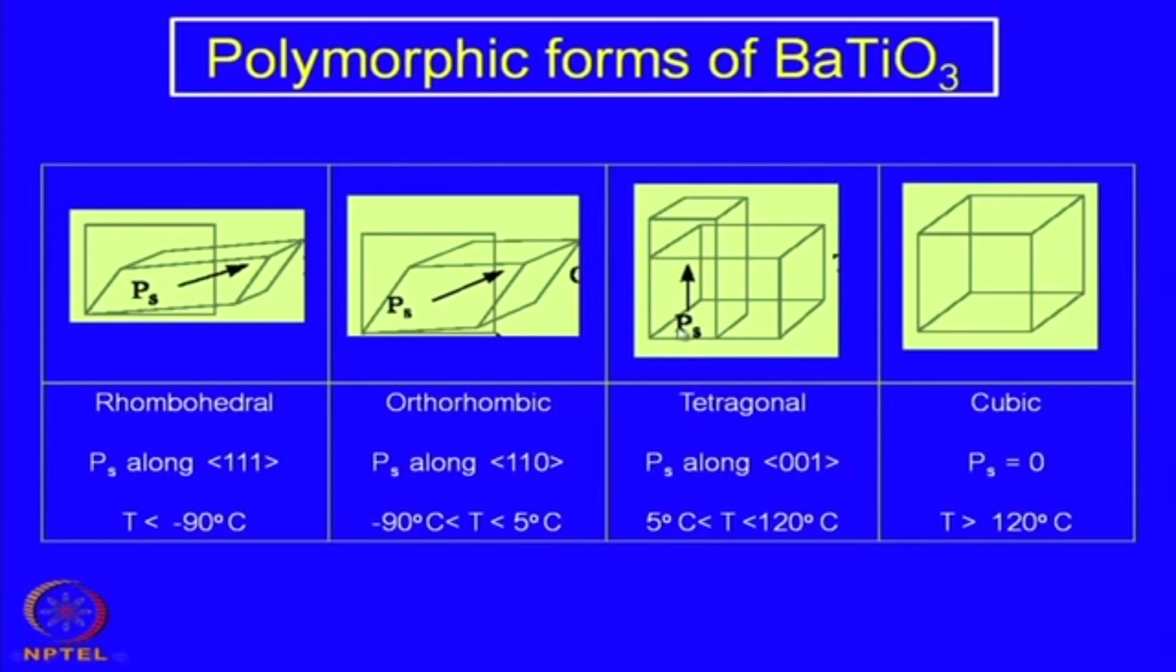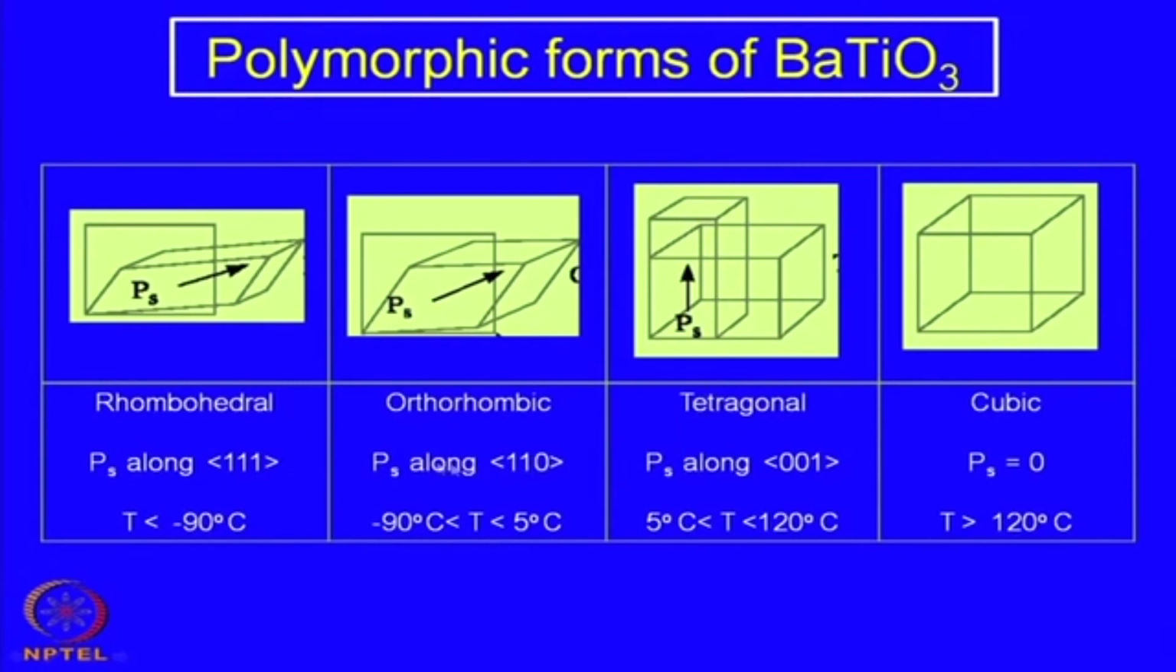From the point of view of crystallography, one can define this C axis as actually the 001 direction, and this tetragonal polymorph is stable within the temperature range between 5 degrees centigrade to 120 degrees centigrade. Okay. So, it is very close to 0, almost slightly below room temperature to slightly above room temperature. That is the range where tetragonal symmetry is stable, and you have a spontaneous polarization here.